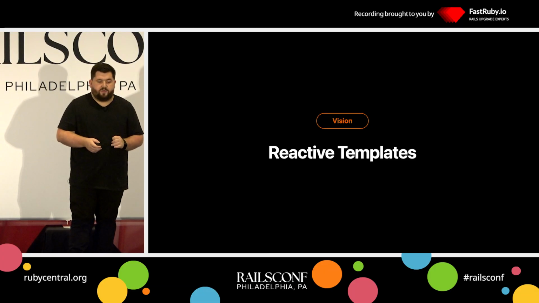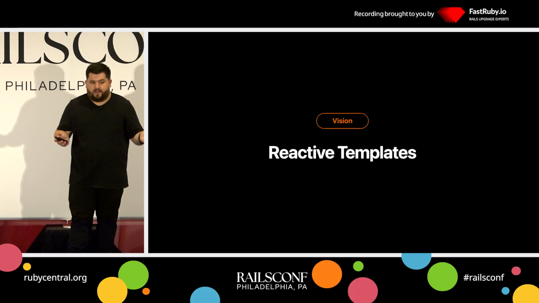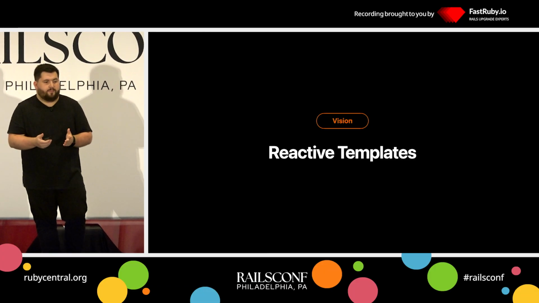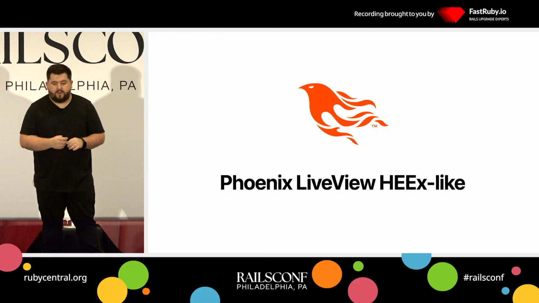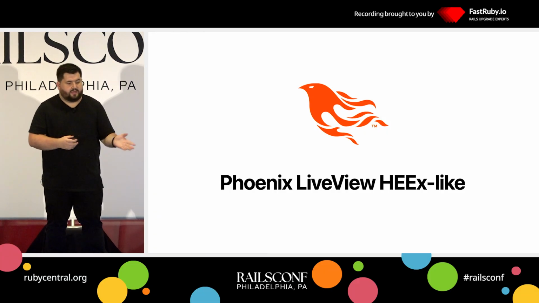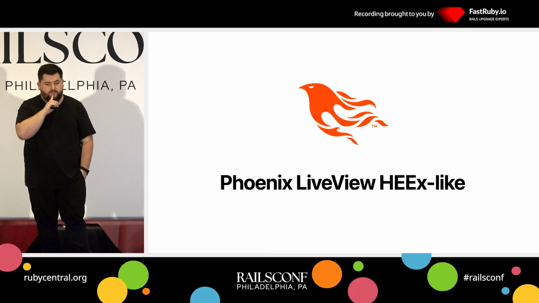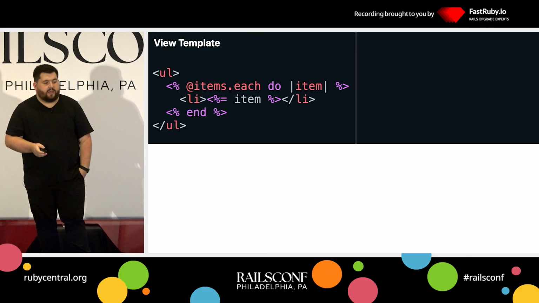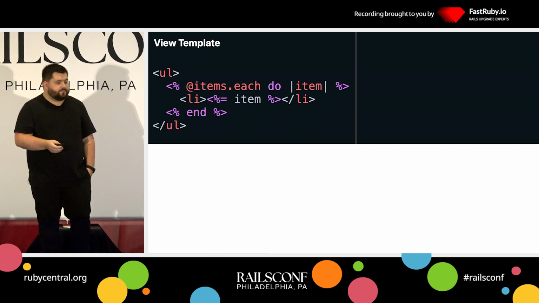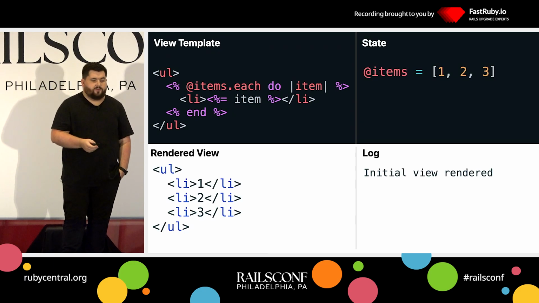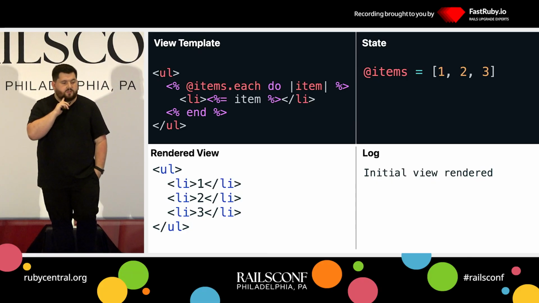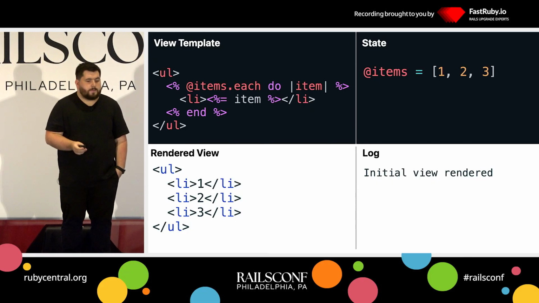If you take this further, we can also say, are there reactive templates that we can do with this? And the inspiration here is, again, Elixir with their LiveView. So if we take this to Rails, what we could say is we could look at view files, and we can render this out for the first time. We have this items array with 3 items. We render this out. So we have to render the view.